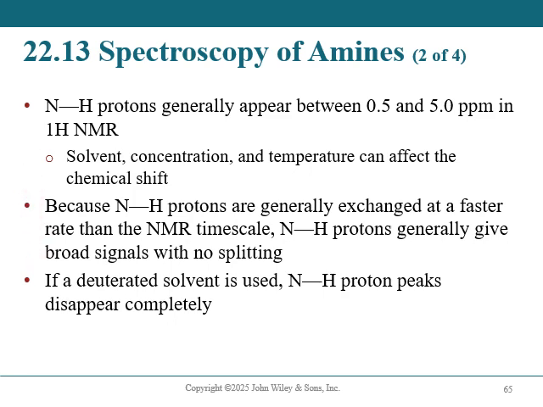Now talking about proton NMR, that NH bond or that proton generally appears between 0.5 and 5 ppm in proton NMR. Where exactly in that range? Well, it depends on the type of solvent, the concentration, and the temperature. Because these protons are generally exchanged at a faster rate than the NMR timescale, these protons usually provide broad signals with no splitting. If we use deuterated solvents, then that nitrogen-hydrogen proton peak disappears completely.